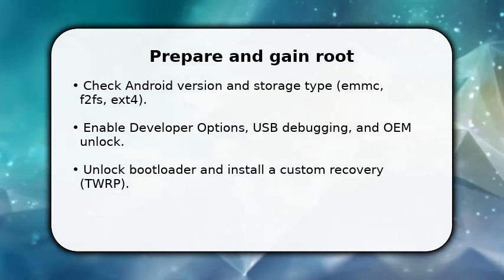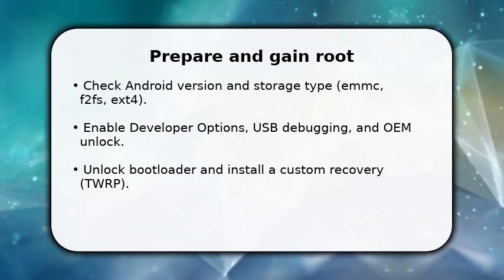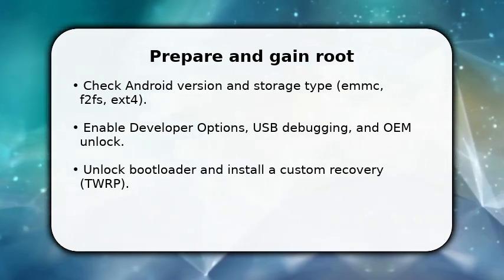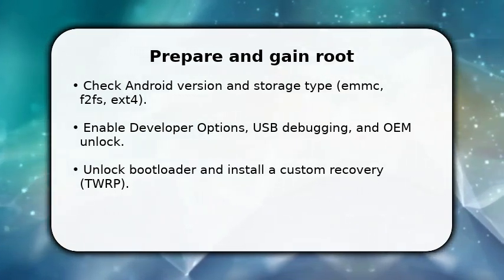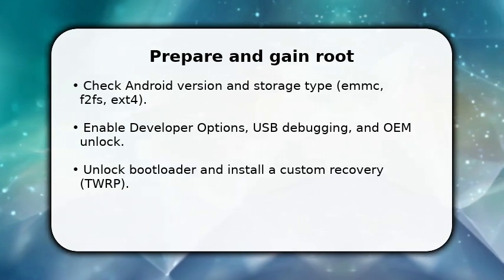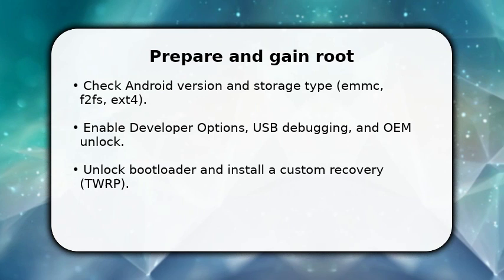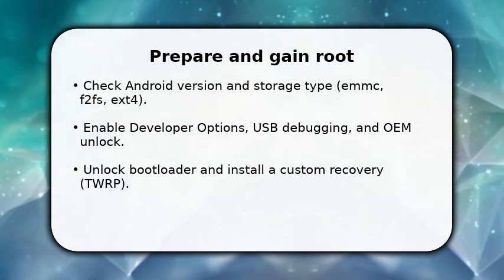Next, unlock the bootloader. This wipes data, so back up first. Then flash a custom recovery like TWRP using Fastboot. Make sure to verify the recovery boots to avoid bricking, because you'll need it to install the next level tools.